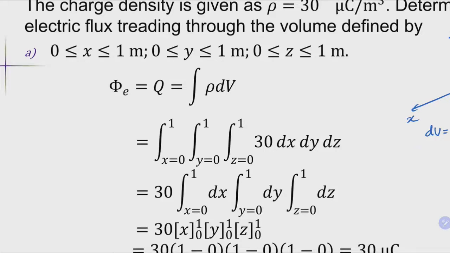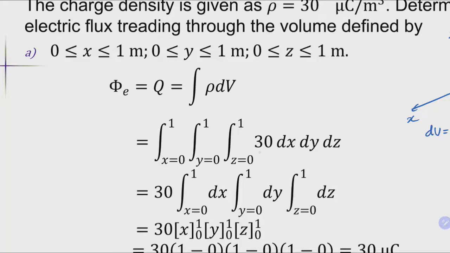So instead of what we did in the previous example, where we simply multiplied rho with the volume because we know the side, here you're given the limits. So you have to integrate over dV. And we know that dV equals dx dy dz. Rho is 30. And then you can put in the limits of the integral: x equals 0 to 1, y 0 to 1, z 0 to 1.